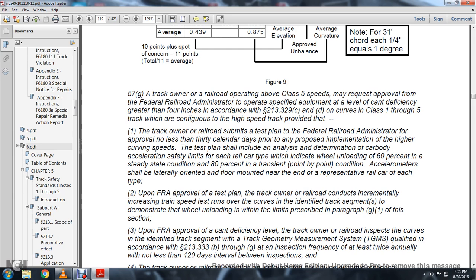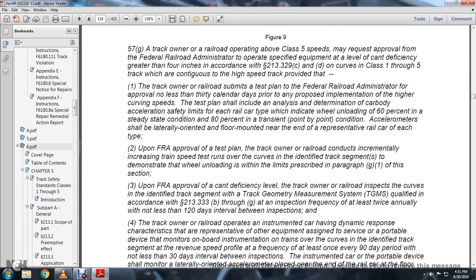The test plan should include the analysis of the determination of car body acceleration safety limits for each rail car, with wheel loading limits of 60% in the steady condition and 80% in the transit point-to-point condition. Accelerometers shall be laterally oriented, floor mounted near the end of a representative rail car of each type. Upon FRA approval of the test plan, the track owner or railroad conducts incremental increases of train speed, with test runs on the curve identified by the track segment, to demonstrate the wheel loading is within the limits prescribed in paragraph G1 of this section.